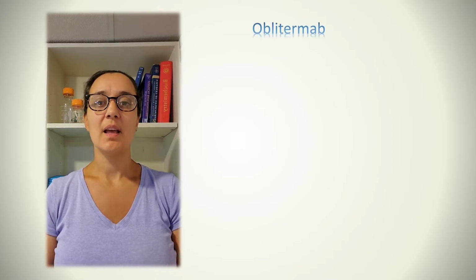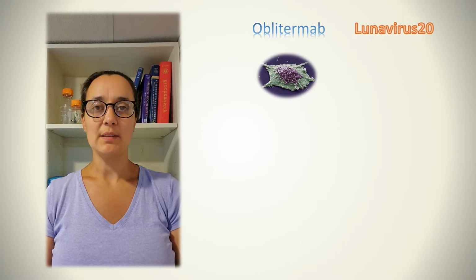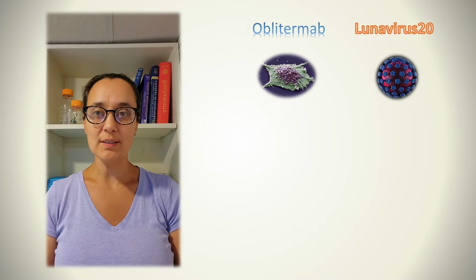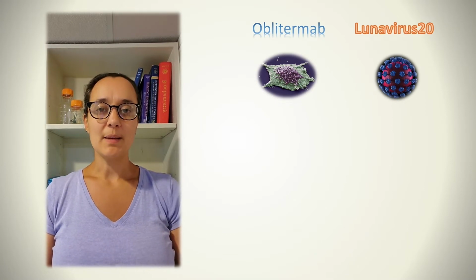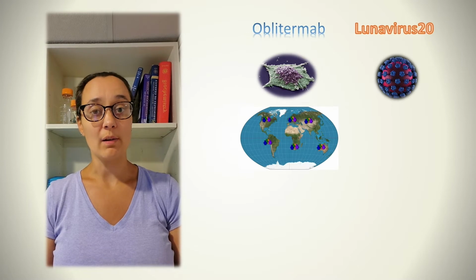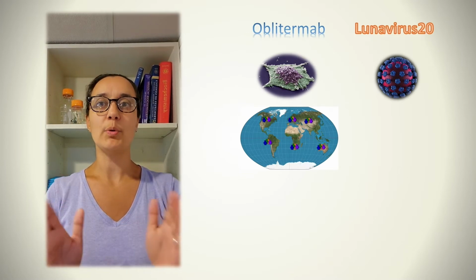To better understand how clinical trials are designed, we are going to compare a couple of fictitious drugs. One is obliterumab. The second is lunavirus 20. Obliterumab is designed to treat cancer, while lunavirus 20 is a vaccine for a new virus that has caused a pandemic.